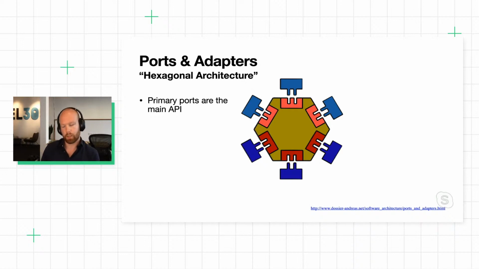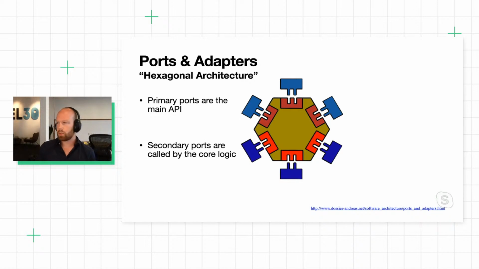So this means that they are the primary ports. They are the main API in the sense that this is what your application provides, and the application can be some subpart of your entire system, or it can be the entire system as a whole. This is the main API. So if you want to do something, you call into these primary ports, and you get something out of the primary port as well.